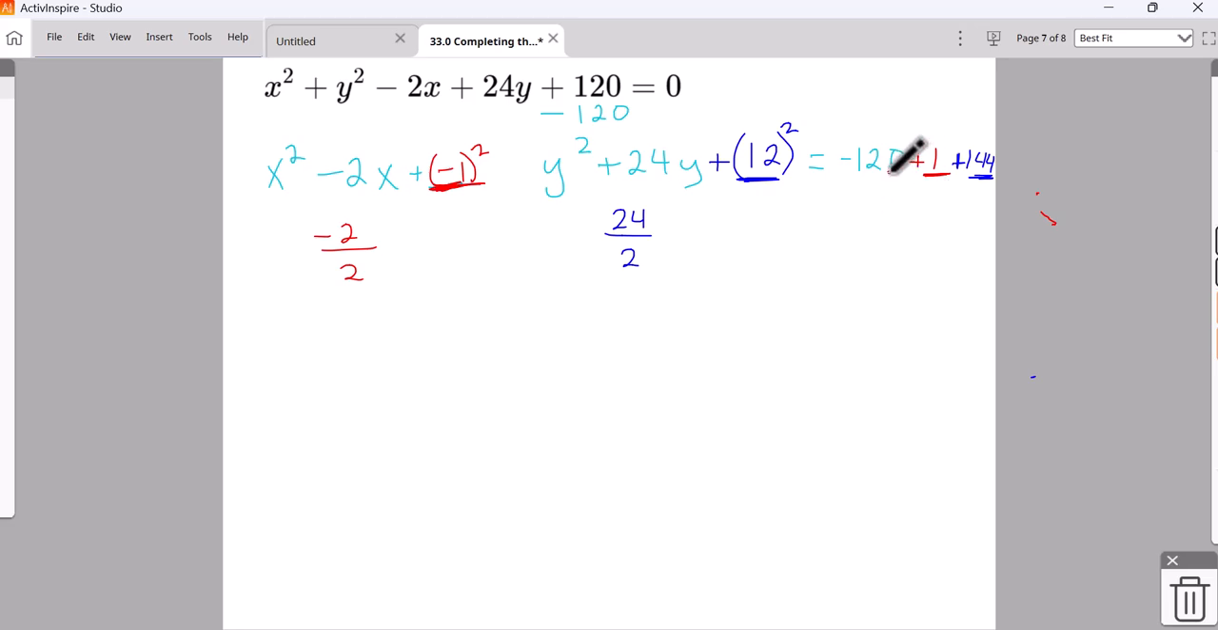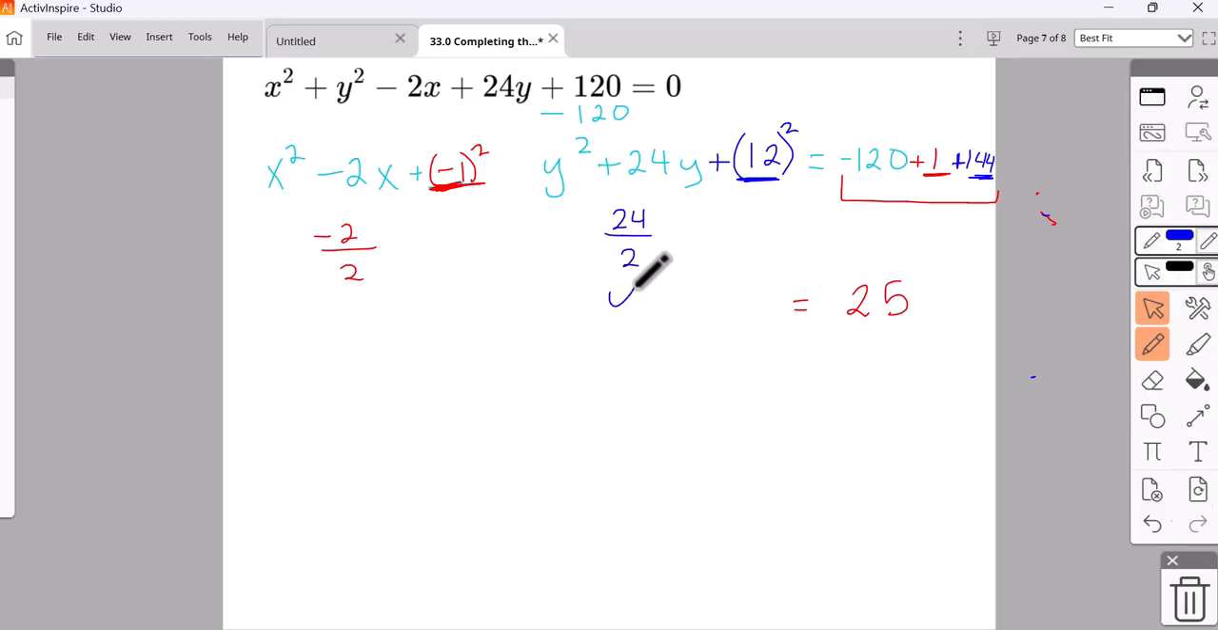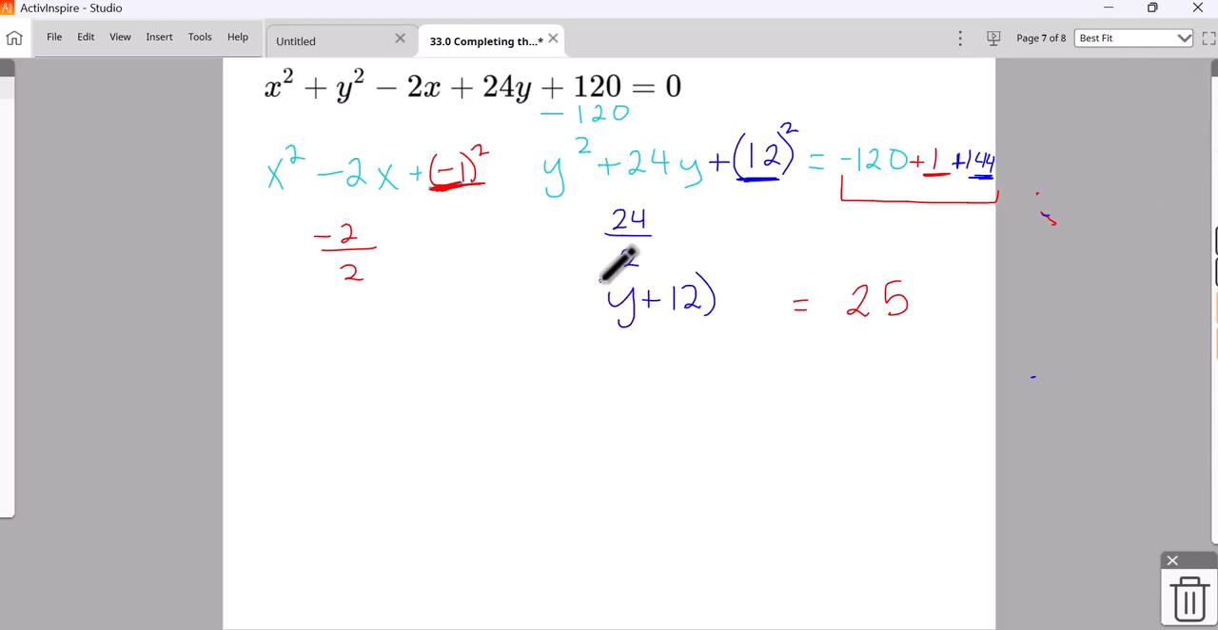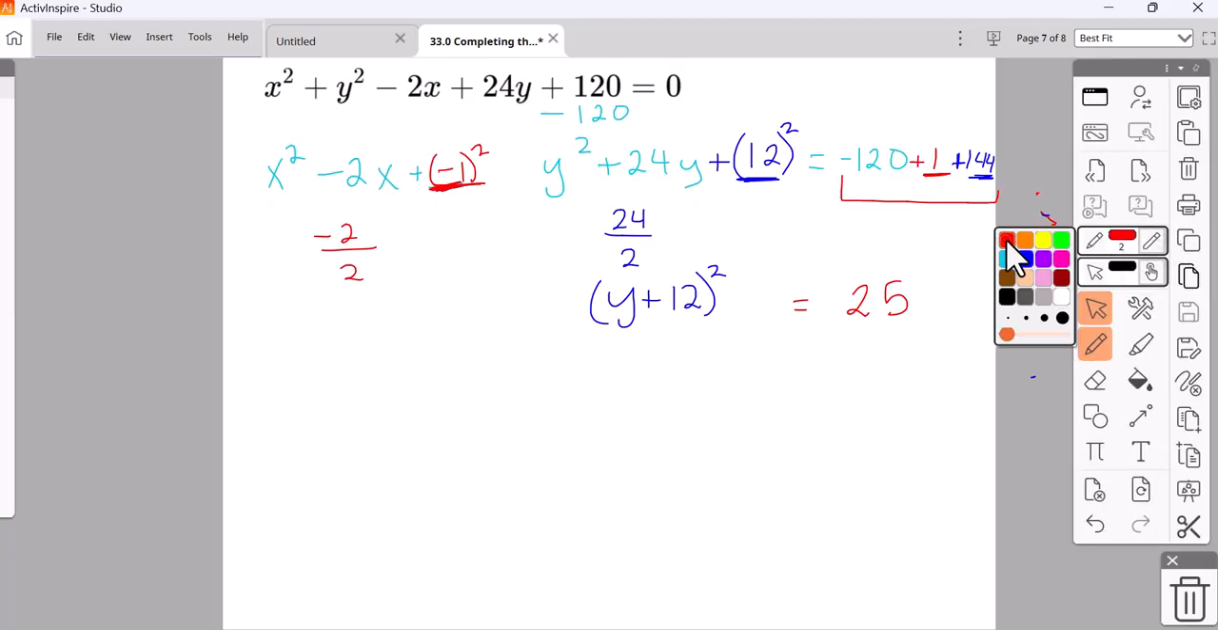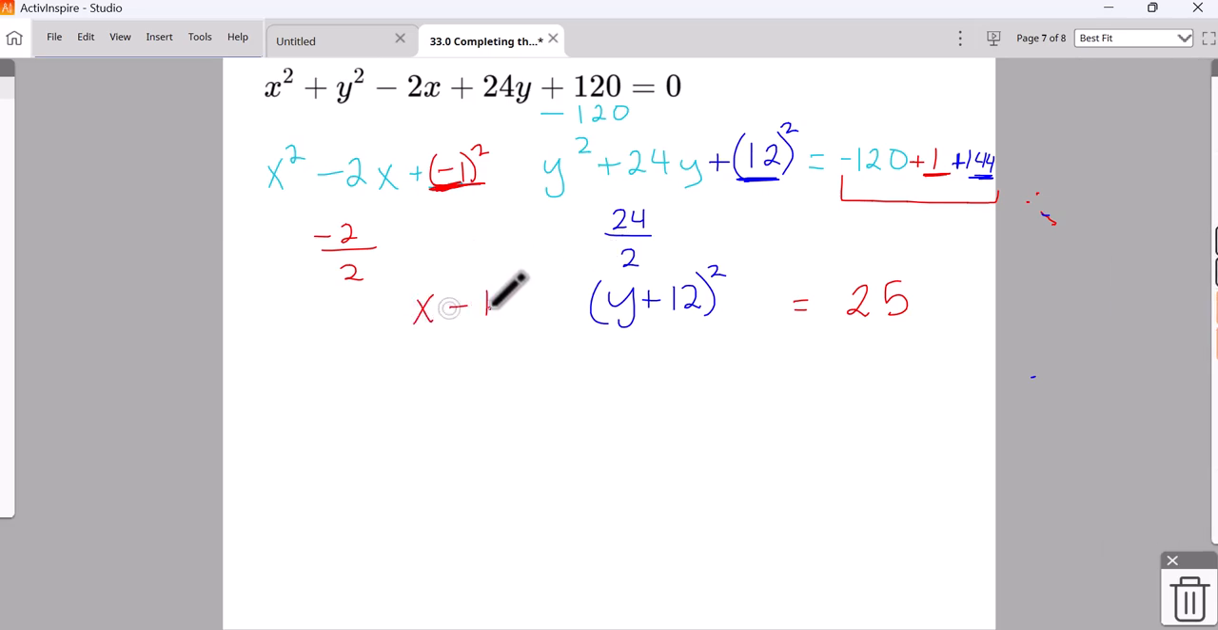And so when I add all of these things together, you can grab a calculator and do this with me. Negative 120 plus 1 plus 144. And we end up with 25 on this side when we combine all of our numbers. And that is equal to y plus 12 all squared. And the x values are x minus 1 all squared.